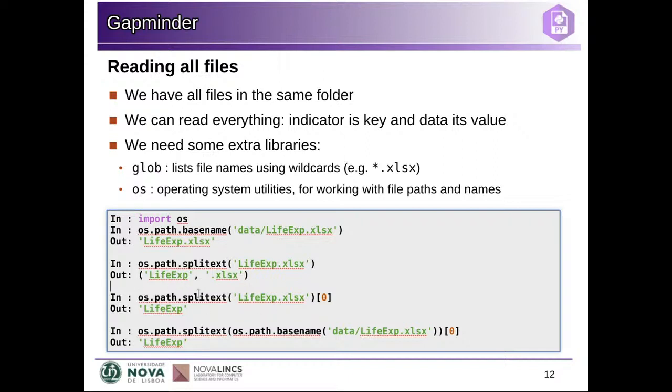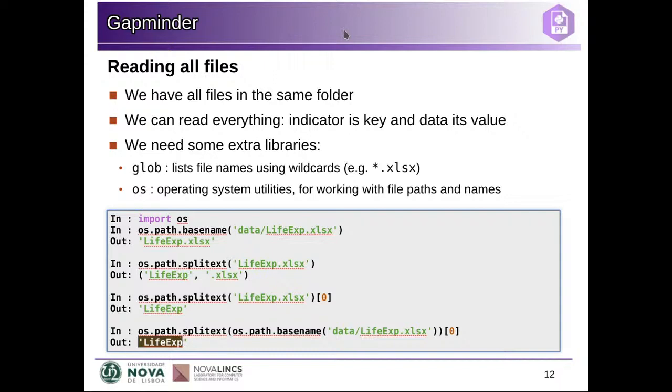So if we ask for the result of splitting the extension and just the first part, so index 0 here, we get just the base name of the file without the extension. So one way of extracting just the name of the file would be to split the extension from the base name of the file. Even if it has a path, the base name will only give us the name of the file, and then picking only the first part of this splitext function gives us just the name of the file. Okay, so how can we use this?